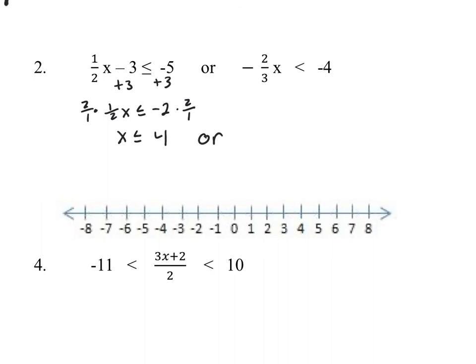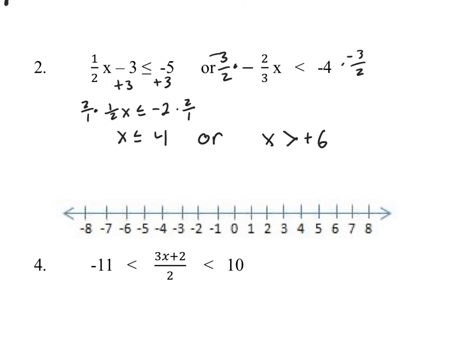Now, or, we need to do our second one. So for this one, I would again multiply both sides by the reciprocal, or divide by negative 2/3. We're going to get that x is, now we're multiplied by a negative, so we have to flip our sign, greater than negative 6. Oh, excuse me, that should be a positive 6, because a negative times a negative is a positive.